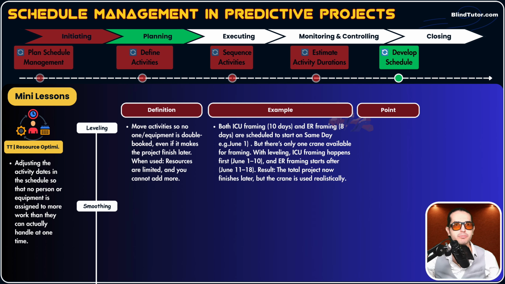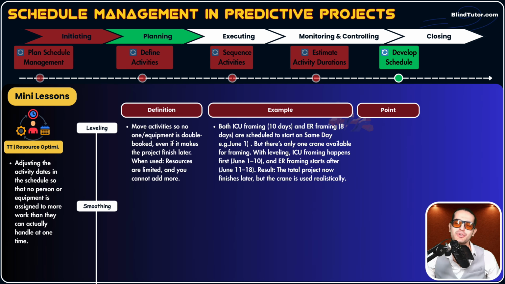Now, we apply resource leveling here. What do we do? We make ICU framing happen first, June 1st to June 10th, because it has a 10-day duration. ER framing starts after, so June 11th to June 18th, because it has an 8-day duration. What's the result? The project now finishes later, but the crane is used realistically.